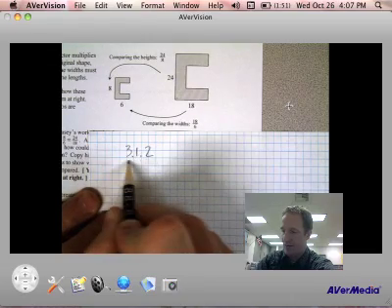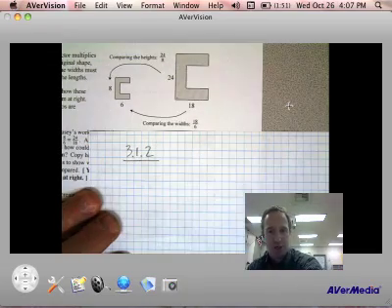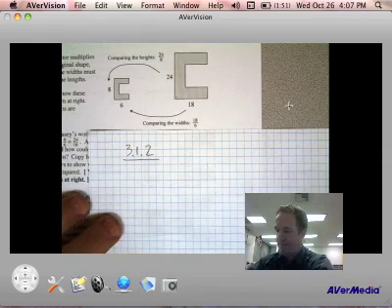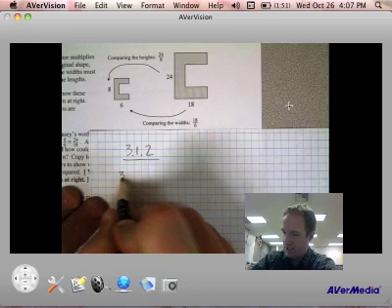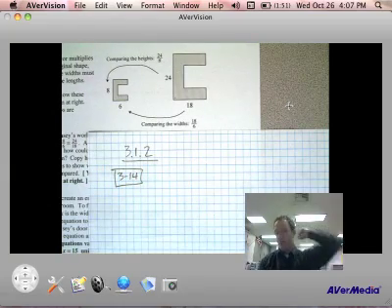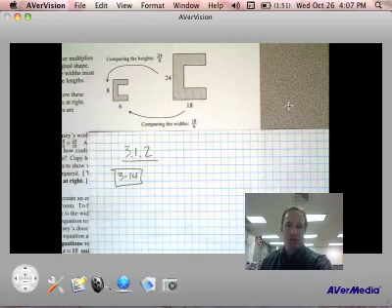Today you're going to learn how to find missing parts in similar figures, or when you have an enlargement of another figure. This is problem 3.1.4 in case you're following along in your book. If you're not, that's okay. Just follow along with what I do here and you'll be fine.